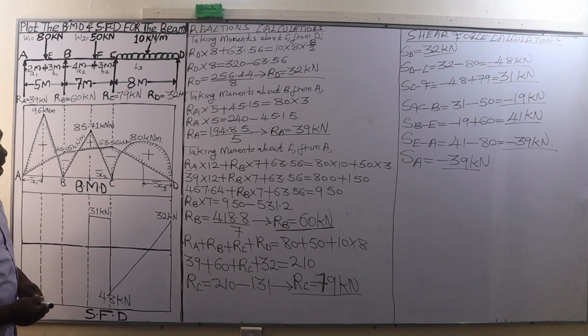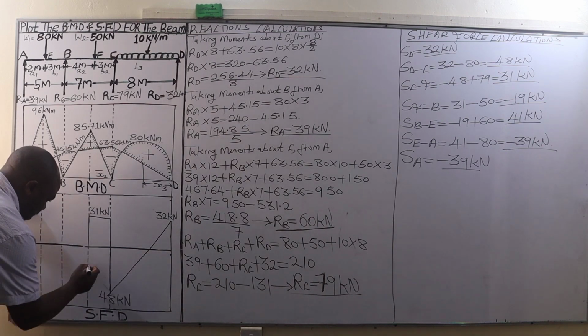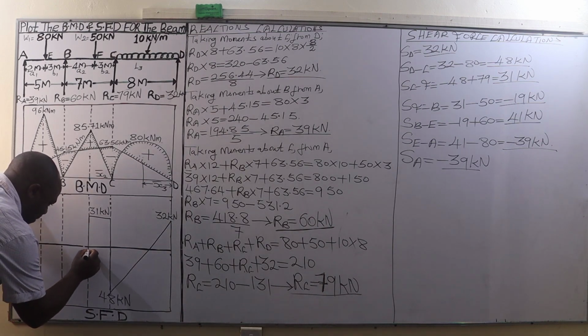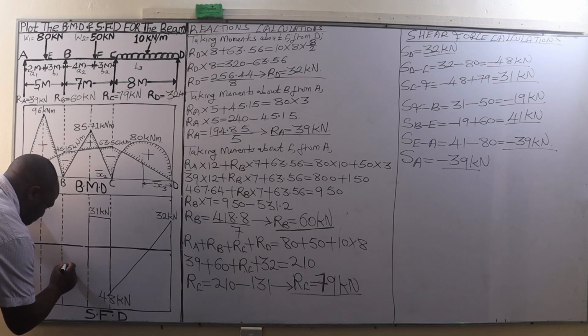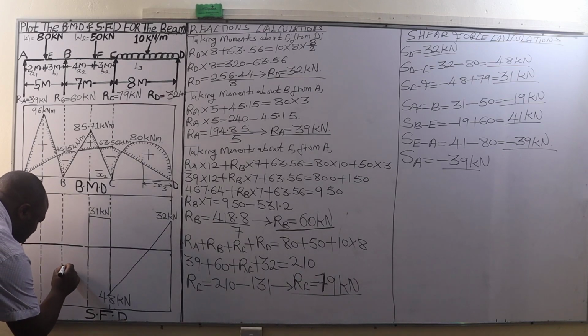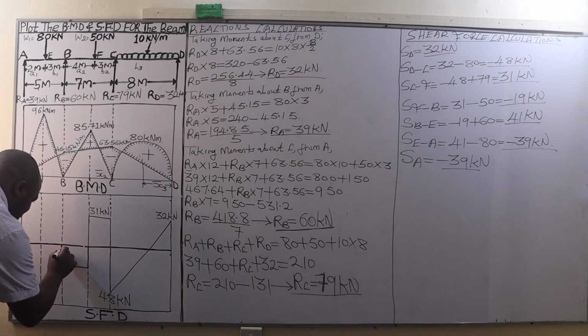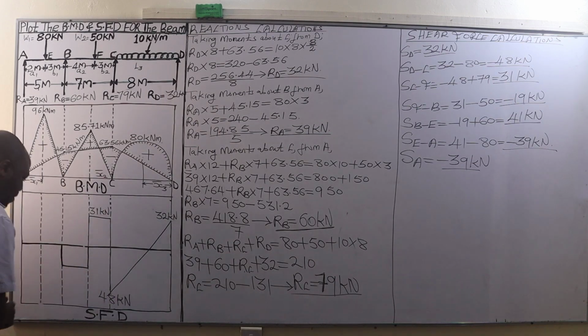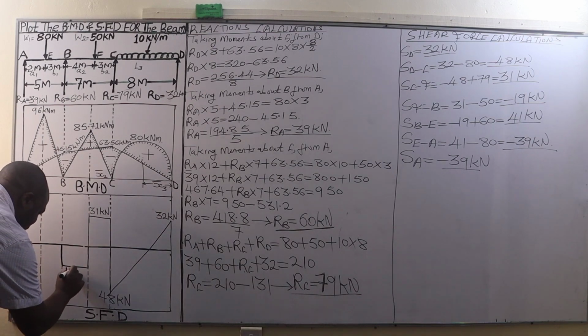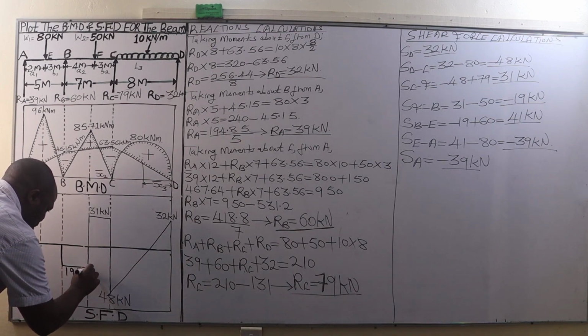Then from there we go to shear force between F and B. Between F and B we have negative 19. So below this line, negative 19 will be there. So this is where we have negative 19. We connect it to B and then to the horizontal line. Good. So this is 19 kilonewtons.